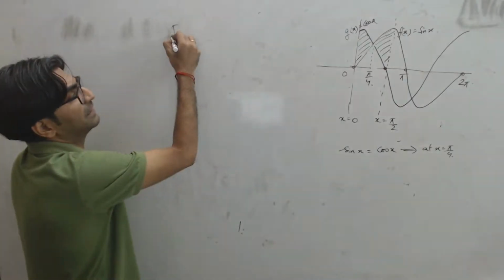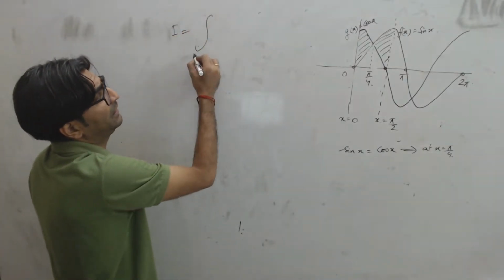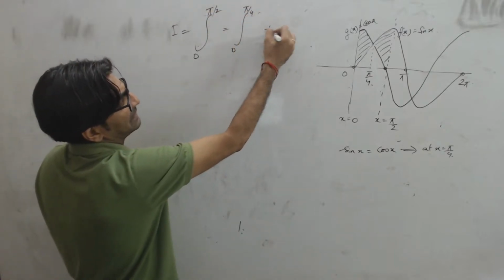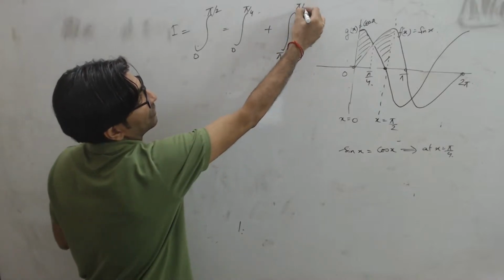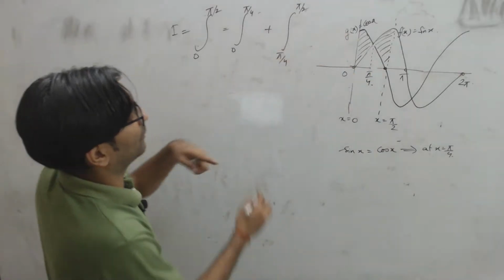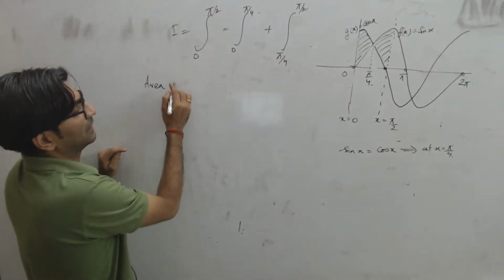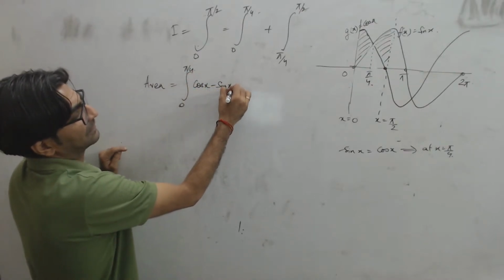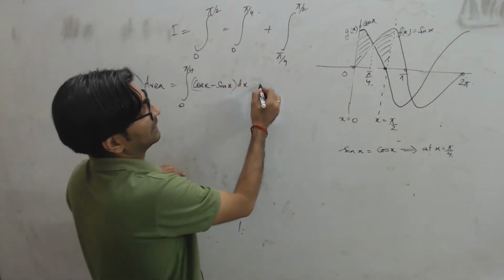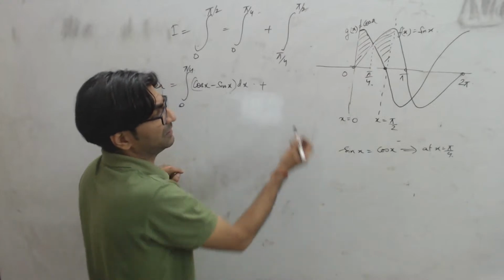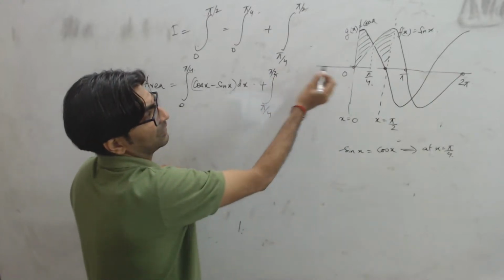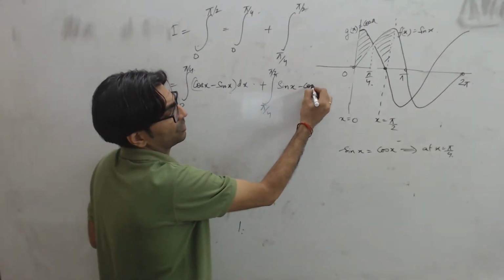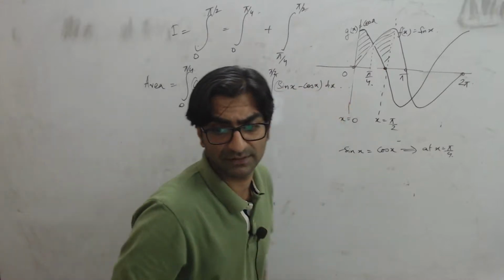So what I do is the integral which I want from 0 to pi by 2 can actually be written as integral of 0 to pi by 4 plus another integral from pi by 4 to pi by 2, right? And when I'm integrating from 0 to pi by 4, the curve above is cosine. So it will be cos x minus sin x integrated with respect to dx, plus the second region from pi by 4 to pi by 2, where the curve that is above is sin x. So now you'll say sin x minus cos x dx in the second region, right?